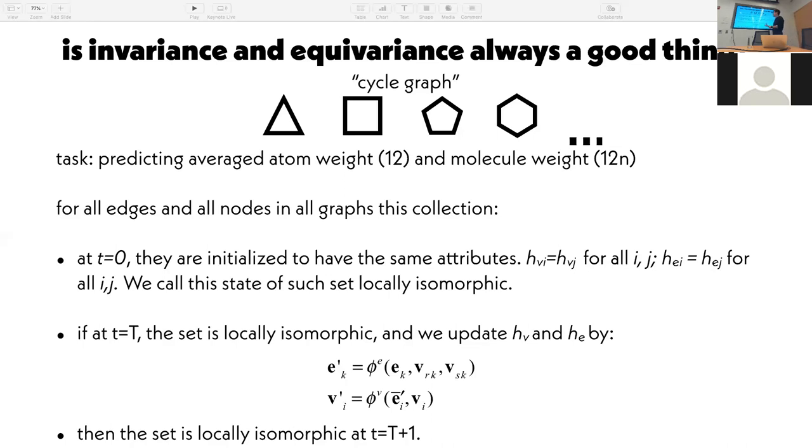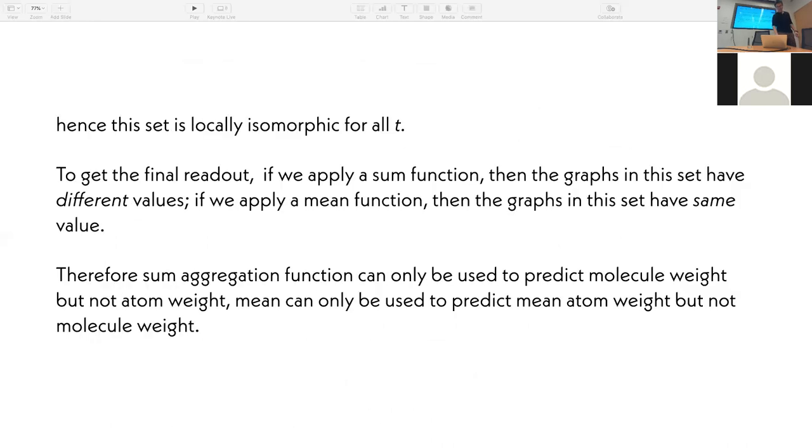The carbon atoms in a large graph and an even larger graph are almost identical. And we use this recursion to say that if at t equals t this set is locally isomorphic, meaning all of the nodes are the same and all of the edges are the same for all the molecules in this set, we call this locally isomorphic. Then you do another round of message passing, updating your edge based on the edge itself and the connecting nodes, and updating the nodes based on the nodes itself and the connecting edges. Then at t equals t plus one, it is still locally isomorphic. So the question becomes, well, it is locally isomorphic at all times, right?